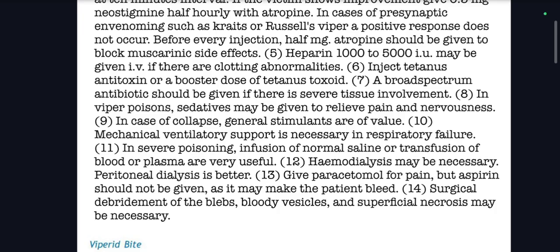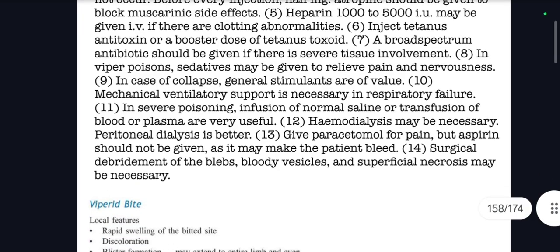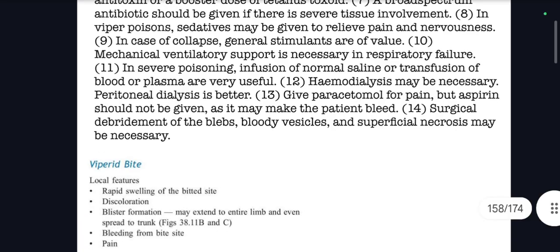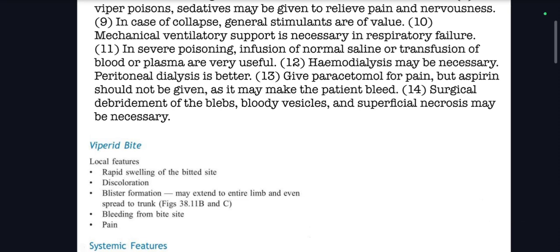Then a broad spectrum antibiotic is also given, and in viper poisons, sedatives may be given to relieve the pain. Okay, remember this point. In case of collapse, general stimulants are of value. Mechanical ventilatory support is necessary in respiratory failure, and in severe poisoning, infusion of normal saline or transfusion of blood or plasma are very useful. Hemodialysis may be necessary and peritoneal dialysis is better. Then you have to give paracetamol for pain, but aspirin should not be given as it may make the patient bleed. Surgical debridement of the blebs, bloody vesicles and superficial necrosis may be necessary.